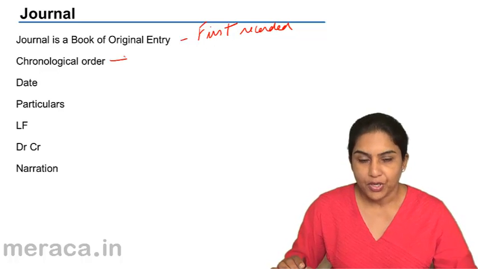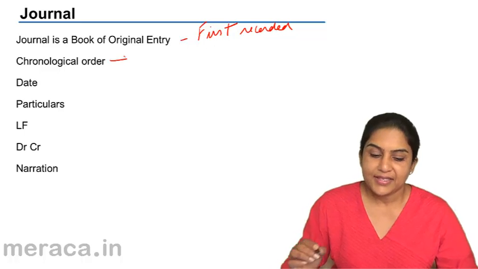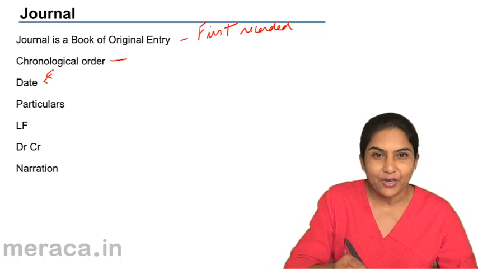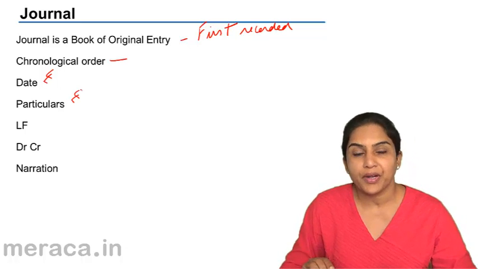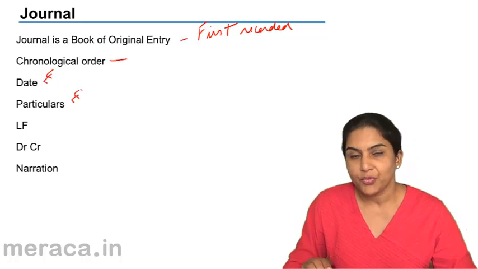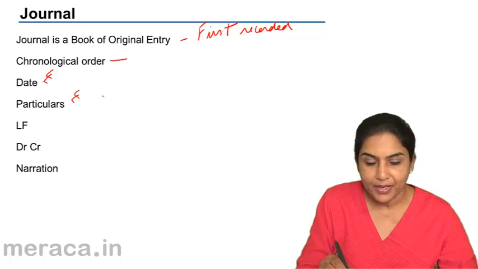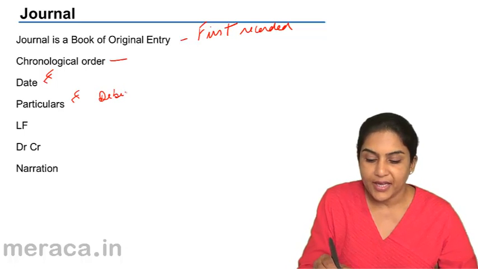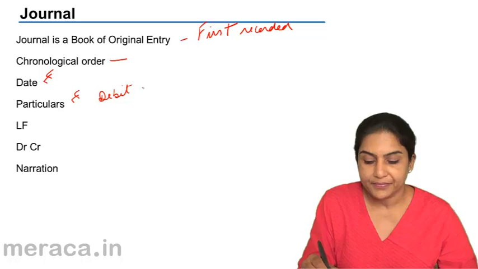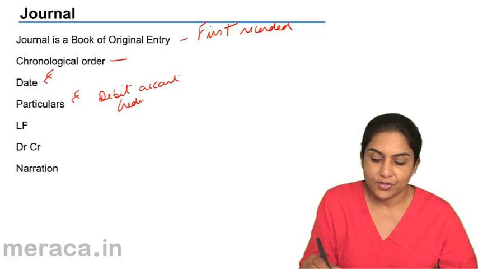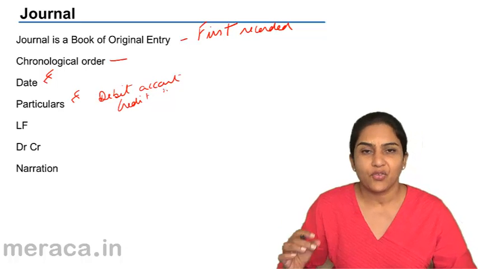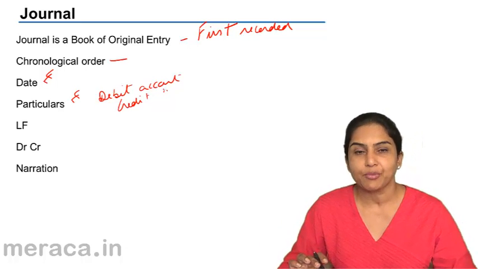This journal book has the date, so we will know the date of the transaction. It has a particulars column. What do we write in the particulars column? We write the account to be debited and the account to be credited. Debit account and the credit account. There's a way in which we write. We'll discuss that. We'll come to the format.